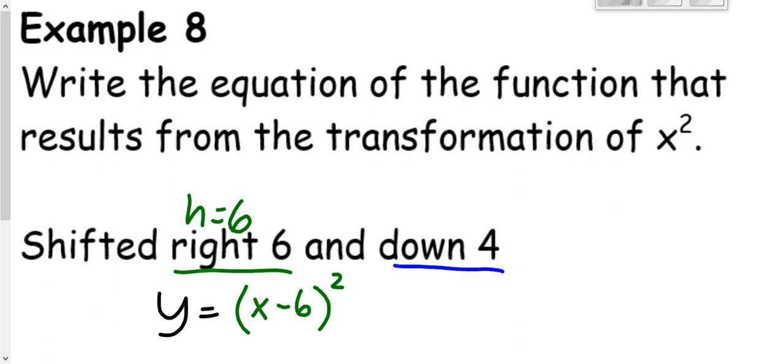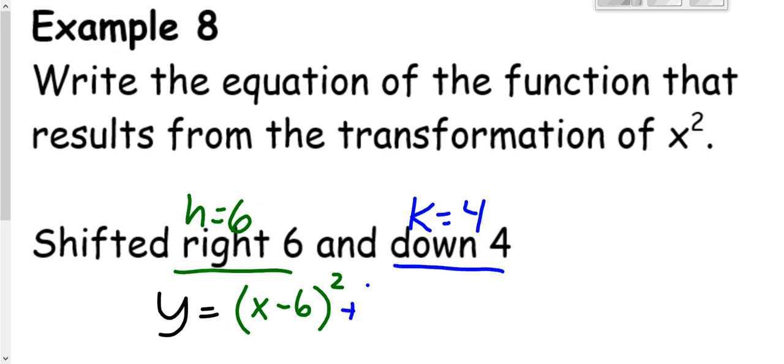And then I have this down 4, so which value is that? That is k equals negative 4. So in my equation, do I want to write that as +4 or -4? It's going to be a -4. And that's my equation. So hopefully you have kind of picked up on how this works. Go ahead and try some of your practice.